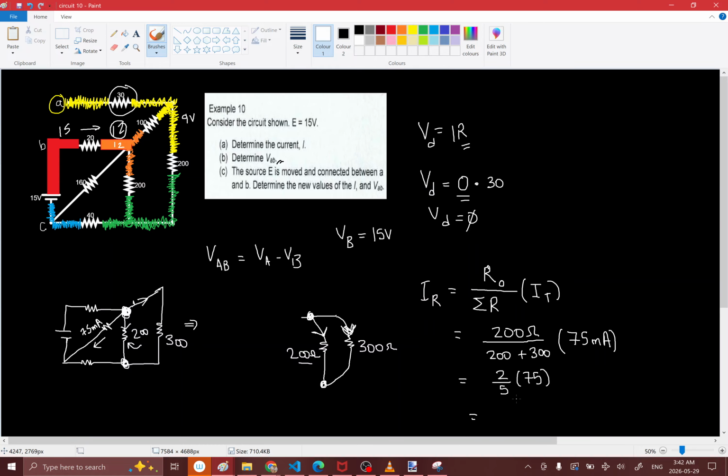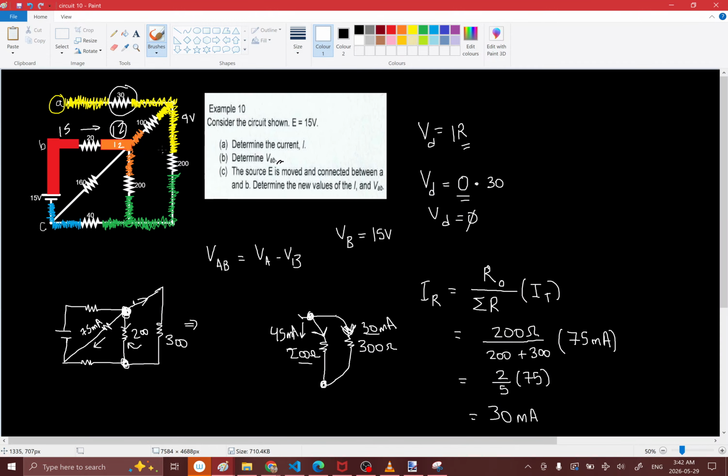So 75 multiplied by 2 divided by 5 is 30. Okay, so 30 milliamps. So we know that 30 milliamps go down this pathway, and the rest have to go down this way. So that would be 45, right? So we start off at 75, 30 go down this way, and 45 milliamps go down the other way.